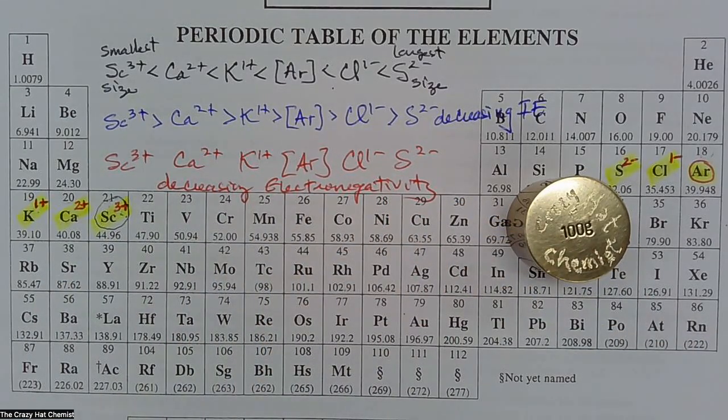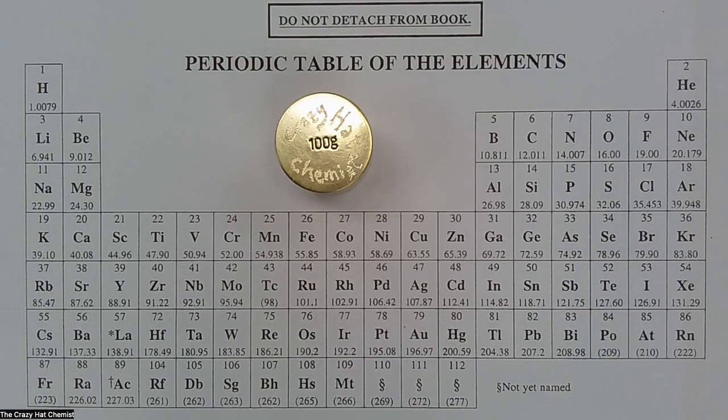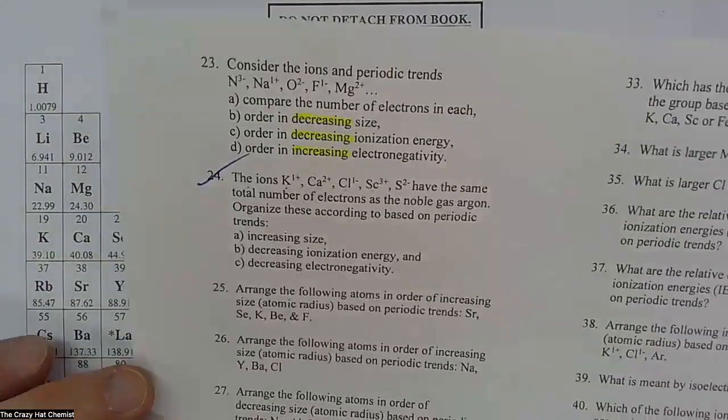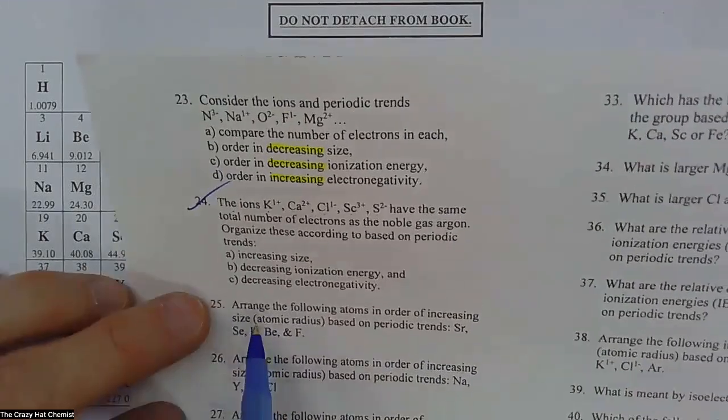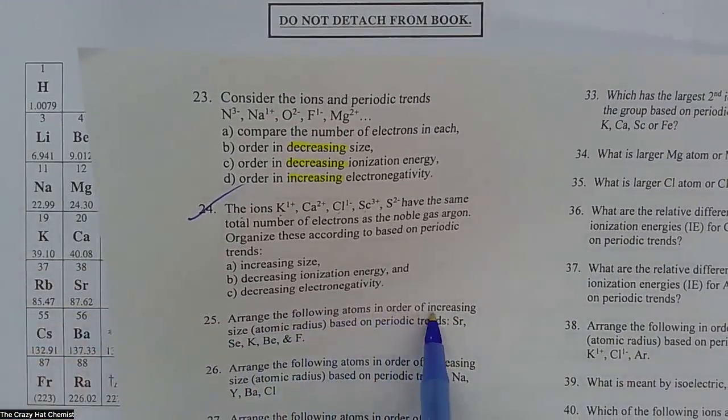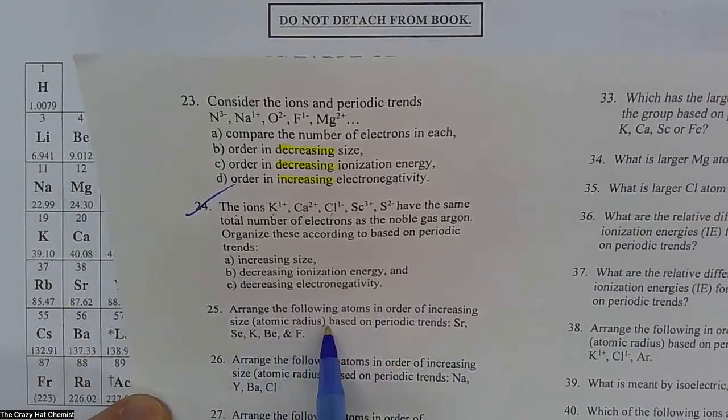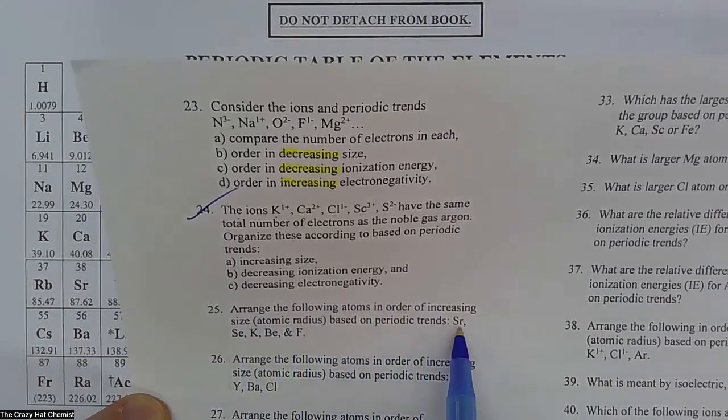All right, fantastic. That is perfecto. Now we're going to go to the next problem, problem number 25. Number 25 says the following: arrange the following atoms in order of increasing size, atomic radius, based on the periodic trends.